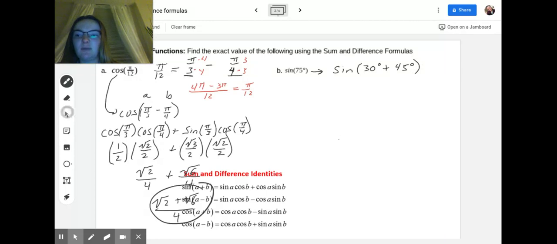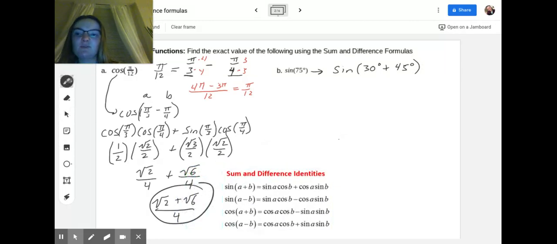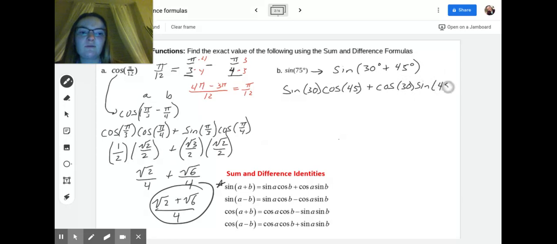Sorry, I kind of blocked it for us. The sum and difference formula for sine of a plus b is right here. So this is going to be the same thing as sine of 30, which is a, cosine of b, so cosine of 45, plus cosine of a, which is 30, sine of 45. All right, let's go ahead and evaluate this.